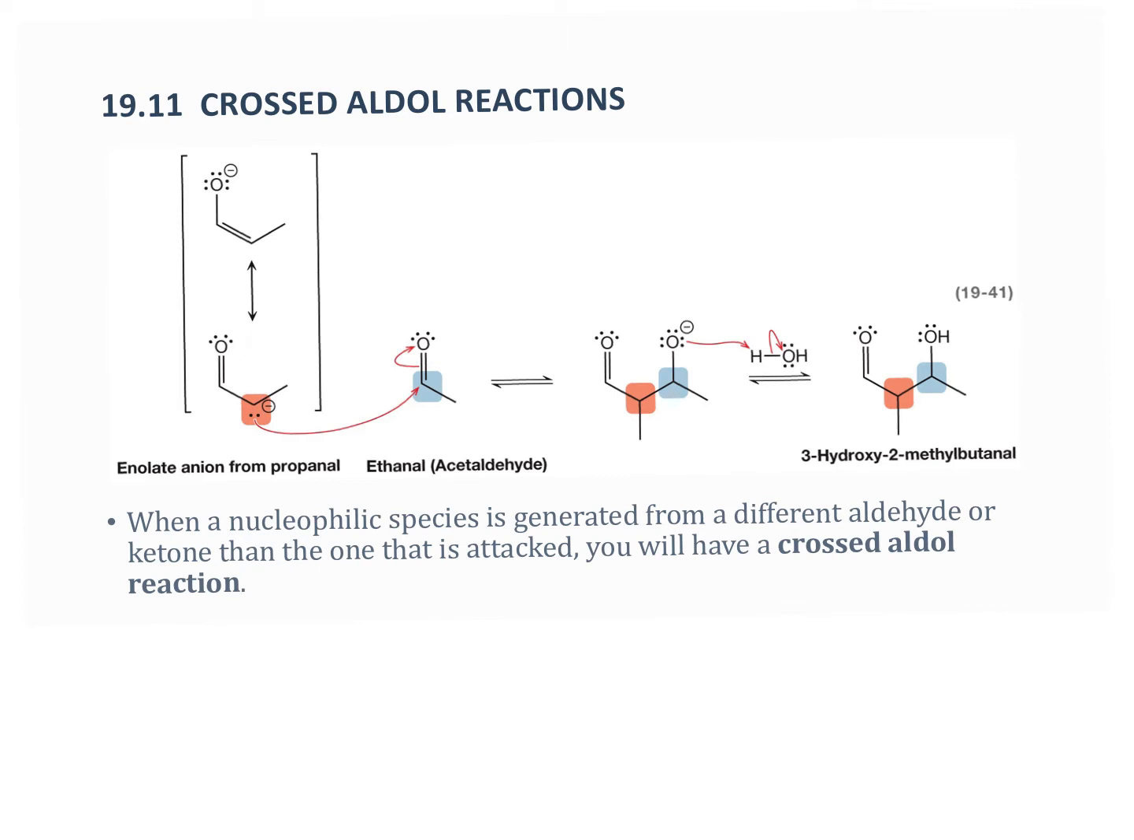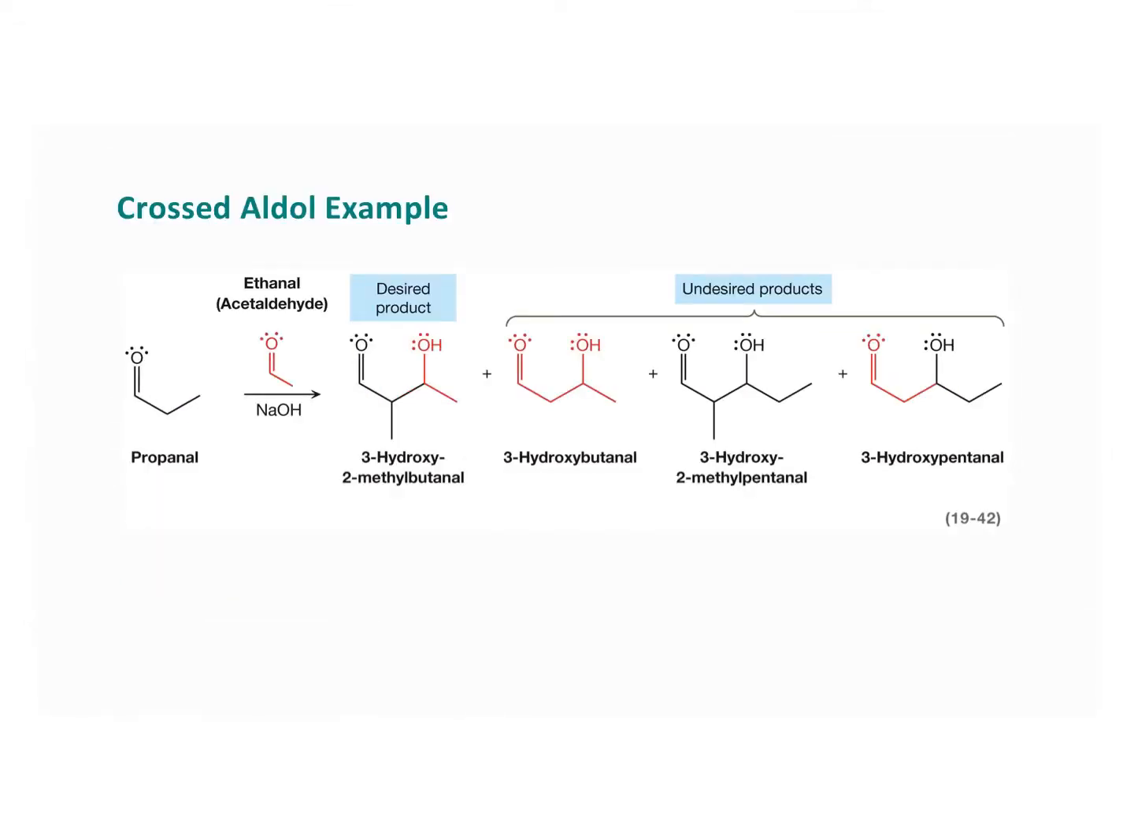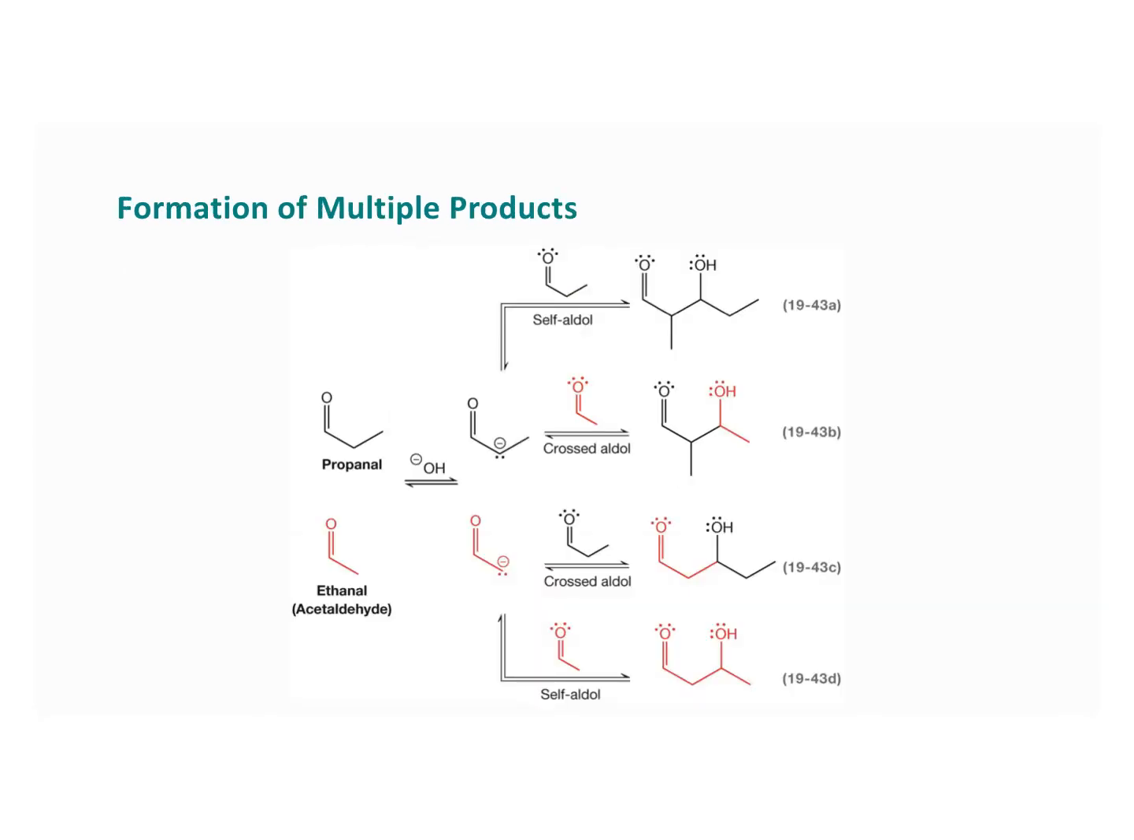But one of the things that is unfortunate about this is you just don't get the desired product here. You can get a lot of different products. So, for example, if we look here, we've got propanal, we've got ethanal, and while we're trying to get this, there are also 3 other aldol products that we can get as well. And so let's look at how that happens.